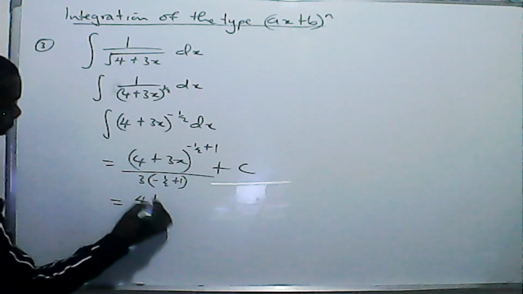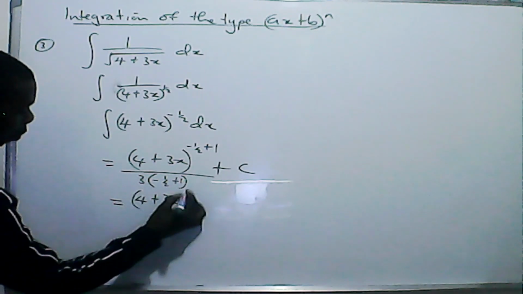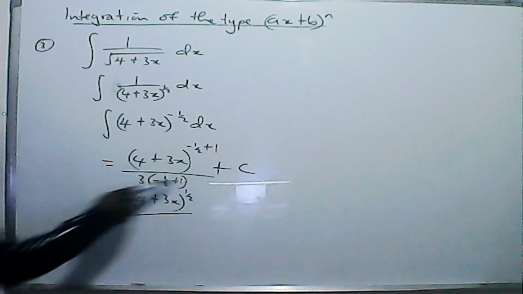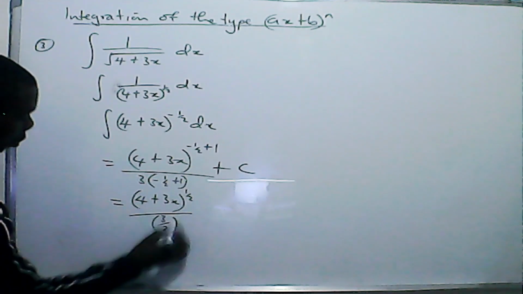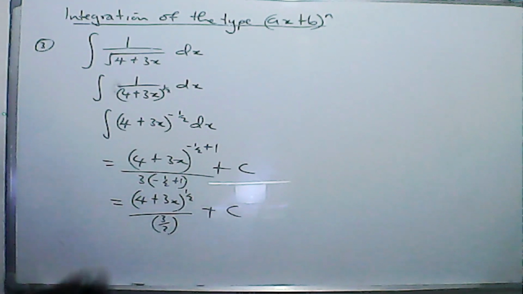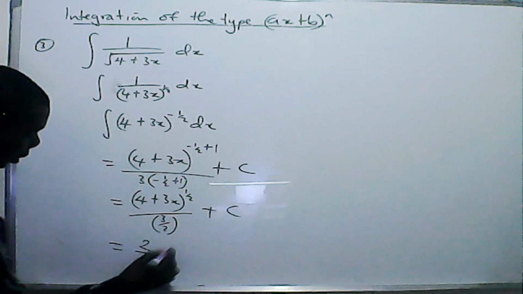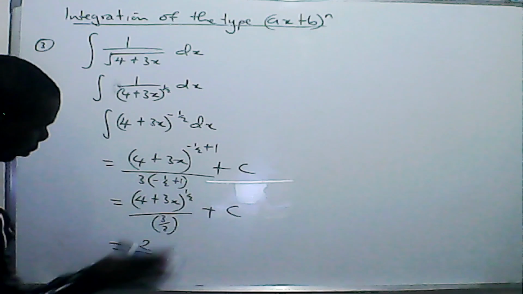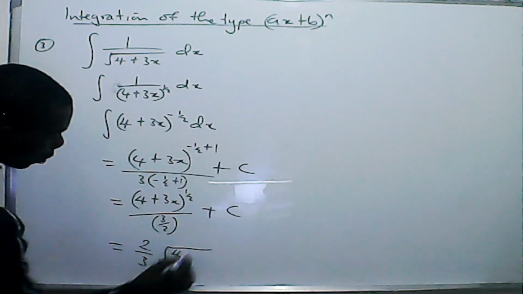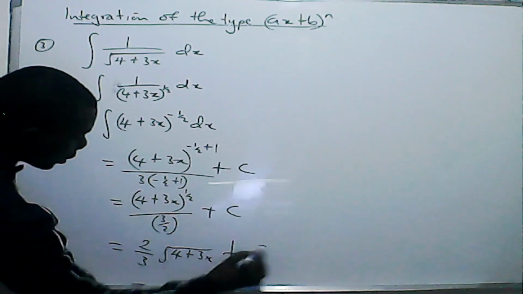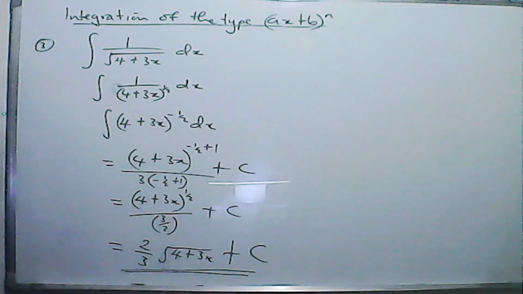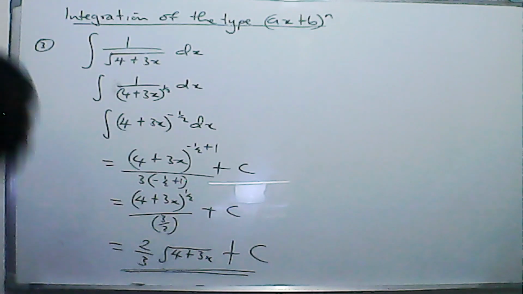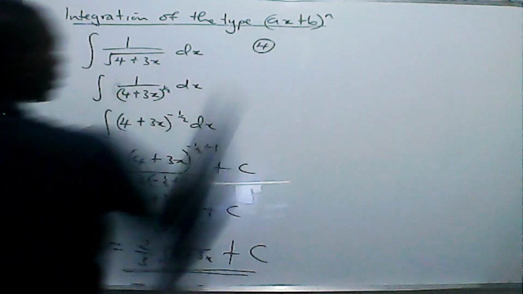So we have (4 plus 3x) to the power 1 over 2, over half of 3, that's 3 over 2, plus a constant of integration. This can be written as 2 over 3 times the square root of 4 plus 3x, plus a constant of integration, right? So this is how we can integrate a function of this type.